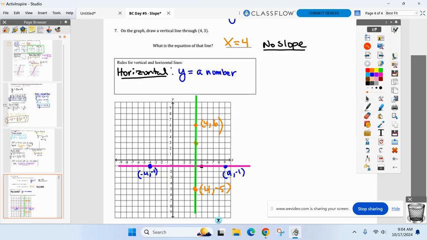And then vertical, what do you think I'm going to write for vertical? Vertical line is always going to be x equals a number. Just depends where it goes through.